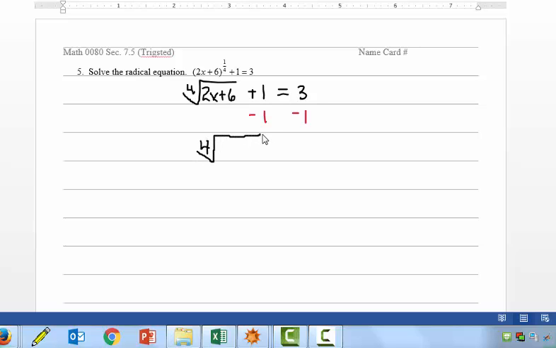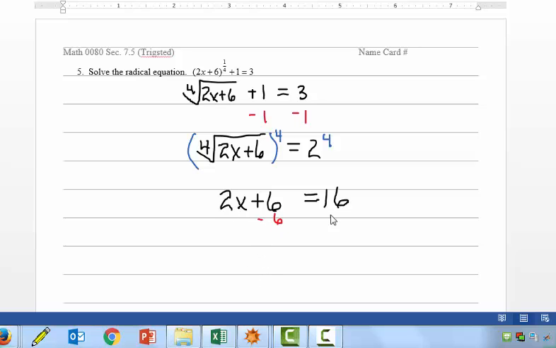So I need to isolate the radical. The fourth root of 2x plus 6 equals 2. So if I raise both sides of this to the power that equals the index, which in this case is 4, I eliminate the radical and I get 2x plus 6 equals 16. And let's subtract 6 from both sides. And 2x equals 10, which means x has to be 5.